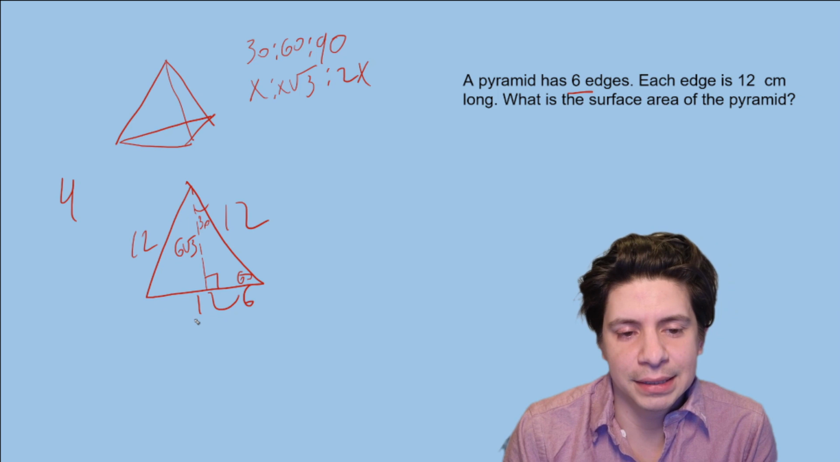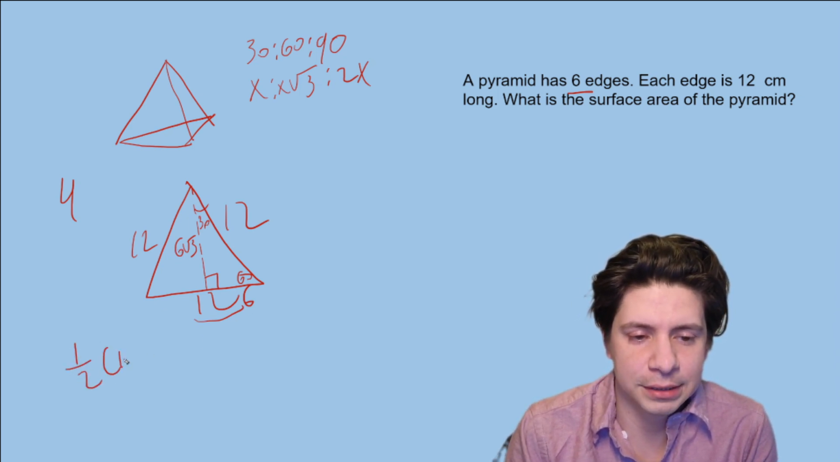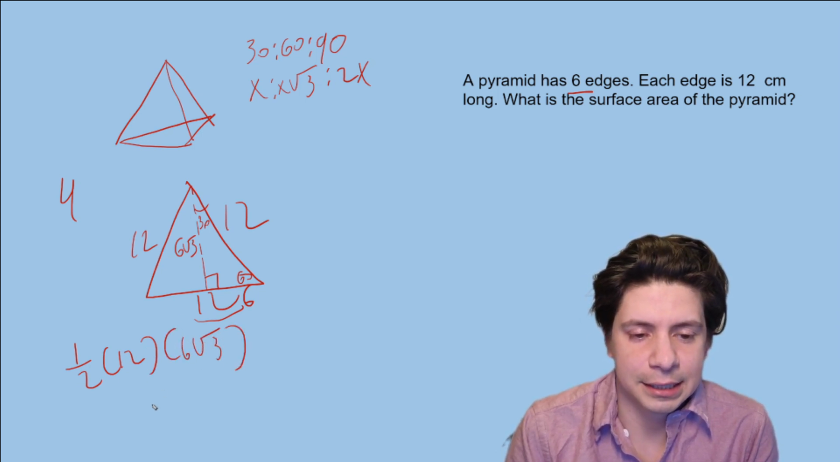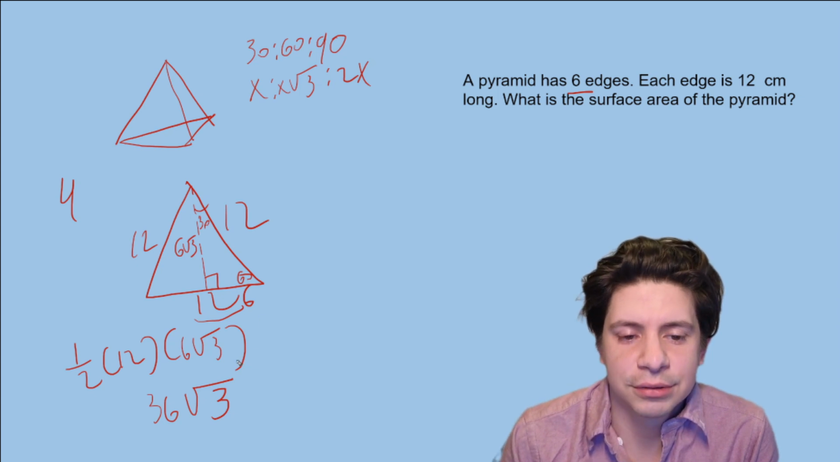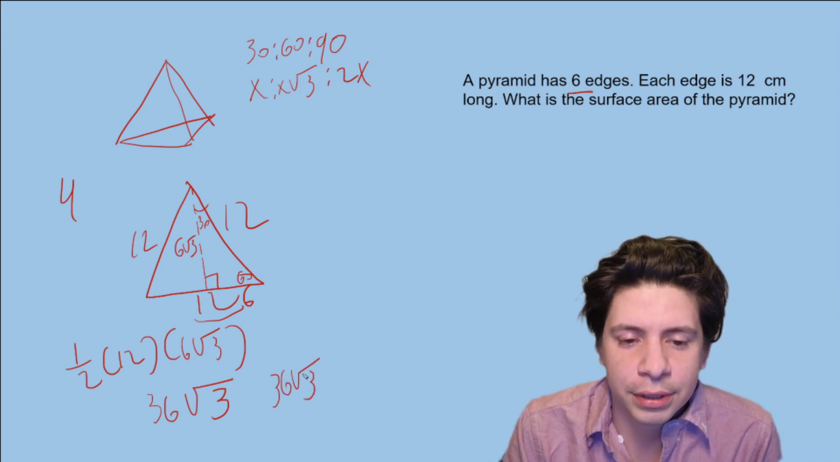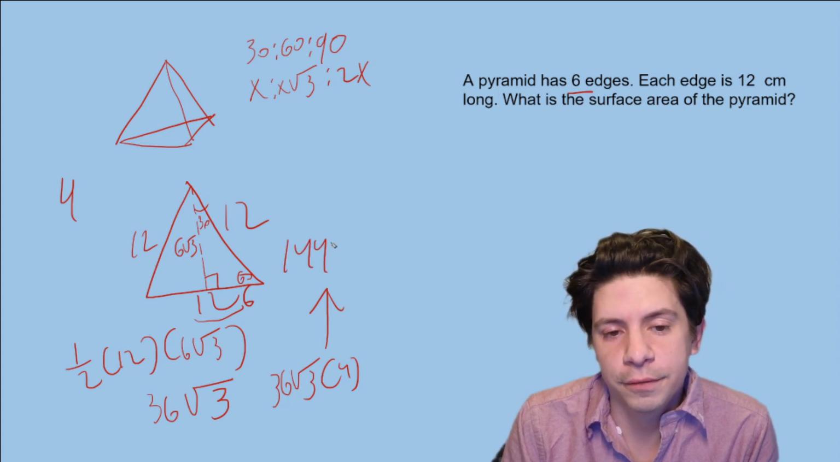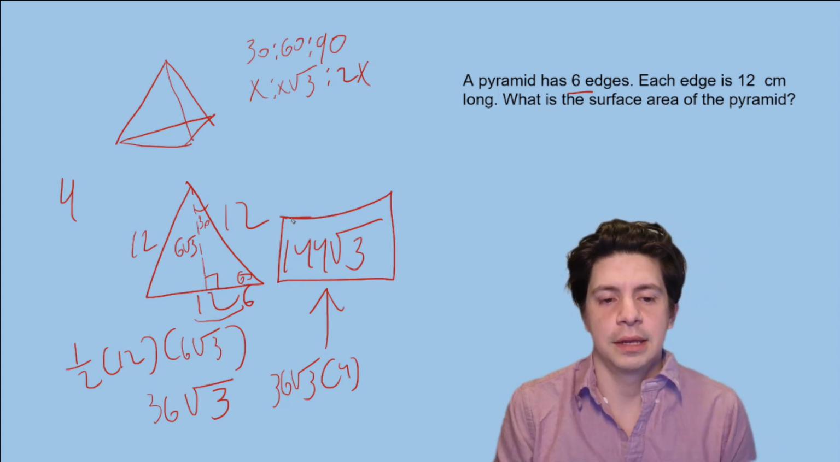Area of one triangle will be the base, 12, times 6 root 3. So it'll be times 1/2. So it'll be 1/2 base 12 times 6 root 3. And that's going to give us 36 root 3. And now we're going to multiply that by 4. 36 root 3 times 4 becomes 144 root 3, and that will be our answer right there.